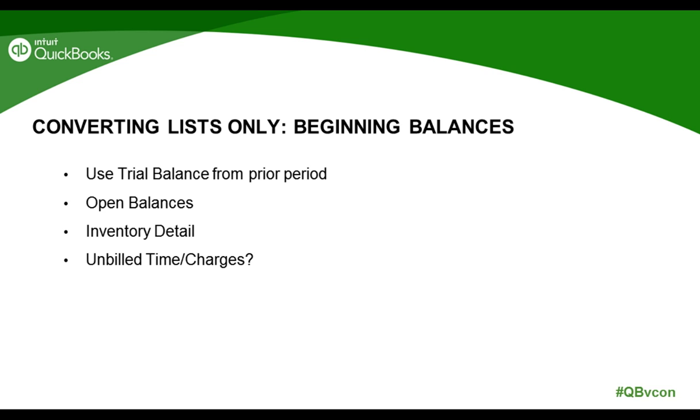Then you're going to enter in your beginning balances. So you're going to take your trial balance from your prior period. So maybe you're converting from a stage in the middle of the year. I would probably do it July 1st. So you'd take your trial balance from June 30th, and any open balances. You're going to use the trial balance and enter a journal entry to enter all of your balances, right?